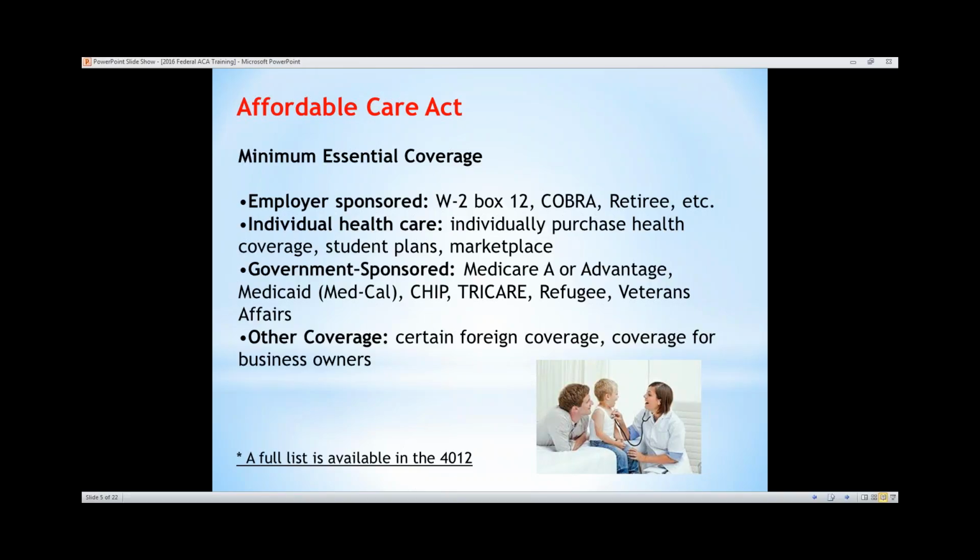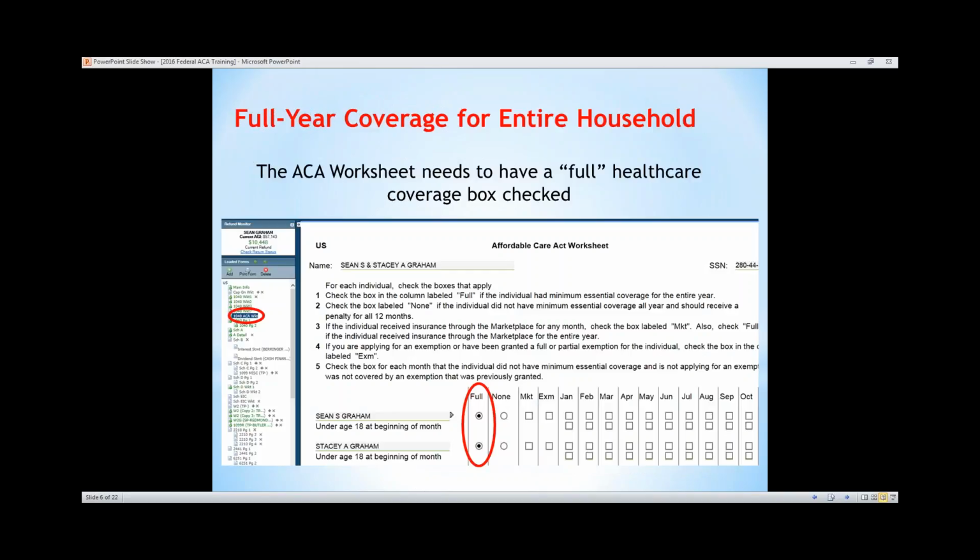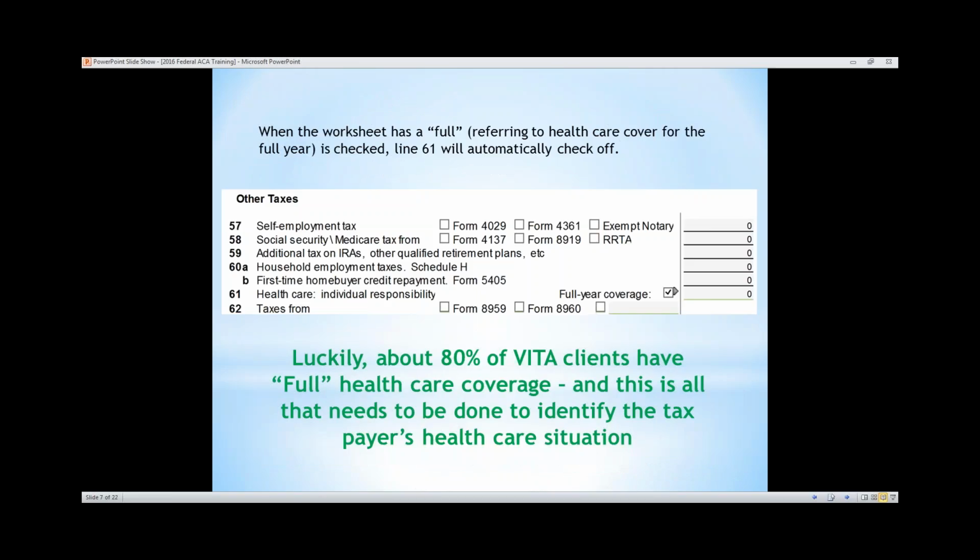There's a few other forms of coverage out there. We didn't run into it at any of our tax sites, so I'm not going to spend too much time on that. But just know if the client comes in and they indicate that they had healthcare coverage, all we have to do is select that box right over here that there was full healthcare coverage, and that's all we have to do. Okay, so this just talks about what I just showed you on the Autry return.